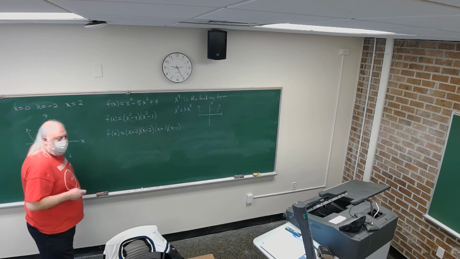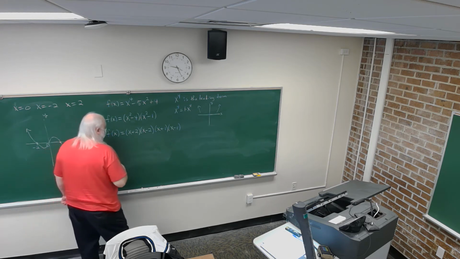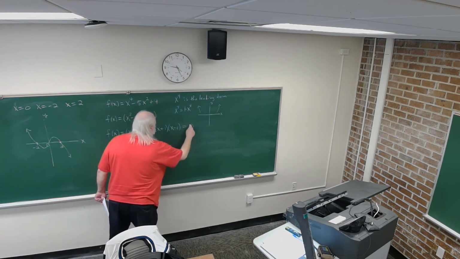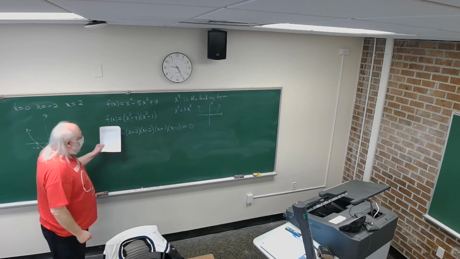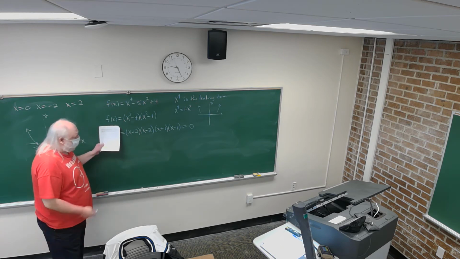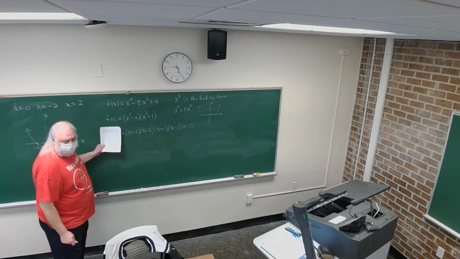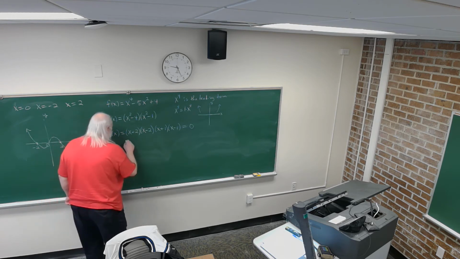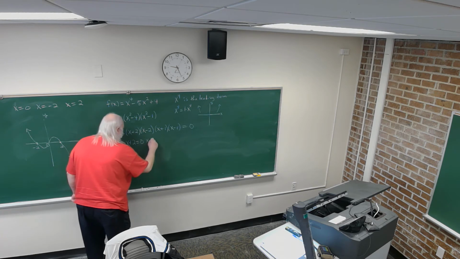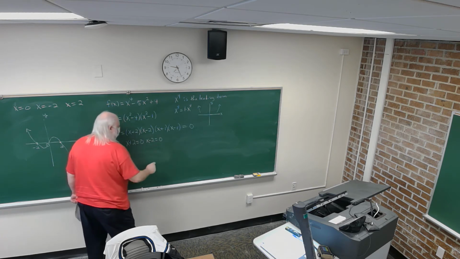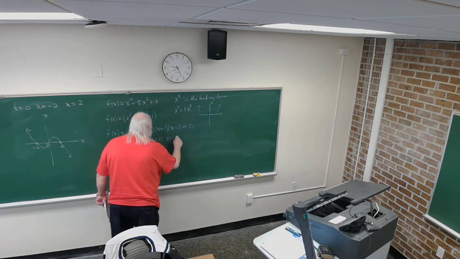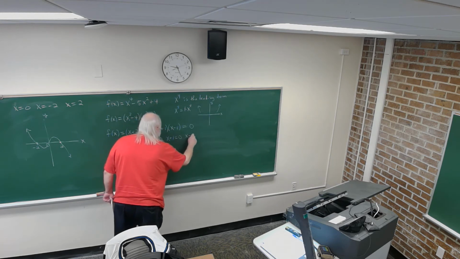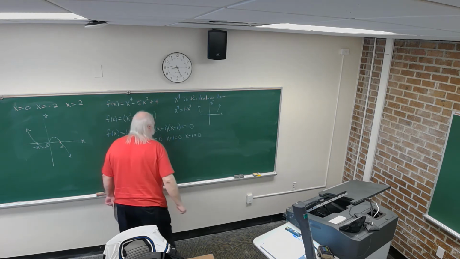And now we set the right-hand side equal to 0 and apply the zero product property. When we set the right-hand side equal to 0, we have a product of 4 factors that's equal to 0. So one of those factors has to equal 0 by the zero product property. Either x plus 2 is equal to 0, or x minus 2 is equal to 0, or x plus 1 is equal to 0, or x minus 1 is equal to 0.